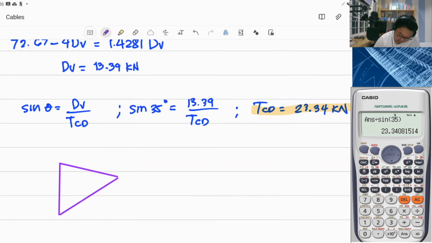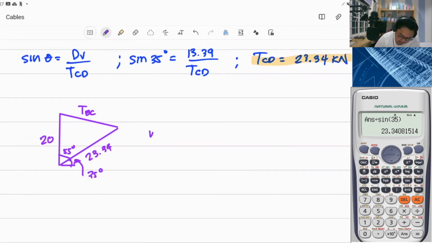Okay, so this is TCD, this is 20, and this is TCD, which is 23.34. So this is what? 35 degrees. Therefore, this is 55 degrees, 90 minus 35. Okay, so we can now solve the line TBC or the segment TBC.